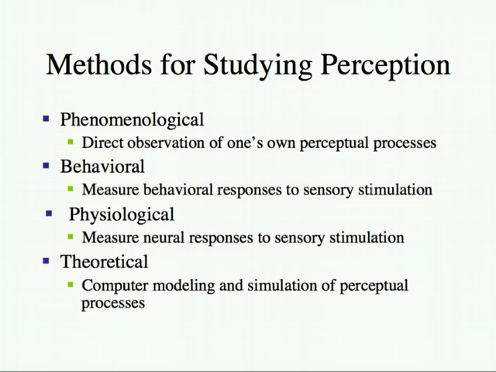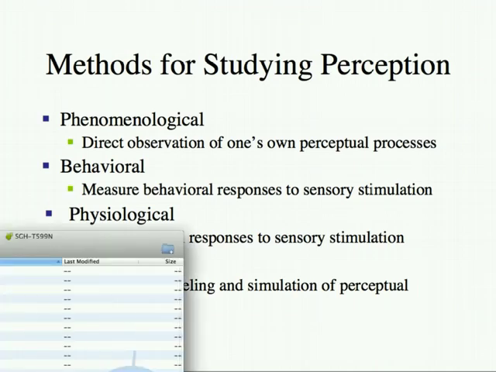So we identified 4 distinct ways that one could study perception. The phenomenological, which is direct observation of one's own perceptual processes, so basically looking into one's own mind. Behavioral, which is the behavioral output in some sort of task in response to a sensory stimulus. Physiological, which is to look at some measures of the brain. And theoretical, which is to look at perception in terms of modeling, some sort of computational approach where you try to simulate perception in order to understand it.